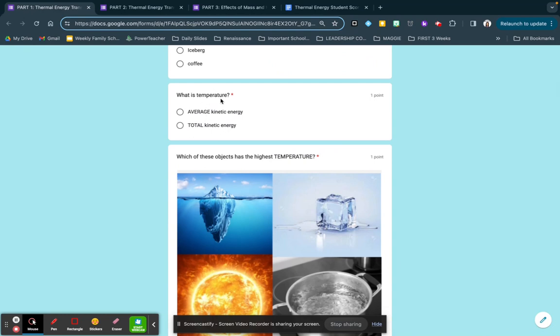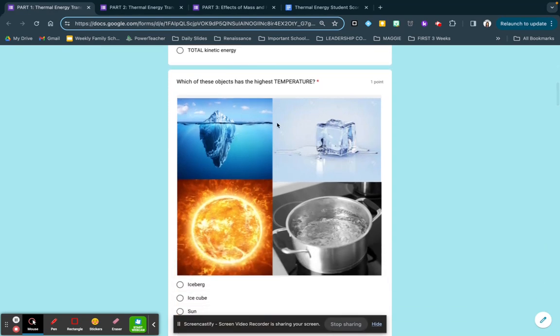What is temperature? Is temperature the average amount of energy that an object has, or the total amount of energy that an object has? So when you stick a thermometer in your mouth, or you scan your forehead now, I guess is what you usually do, are you taking the average amount of energy in your entire body, or are you totaling up the amount of energy of all your molecules?